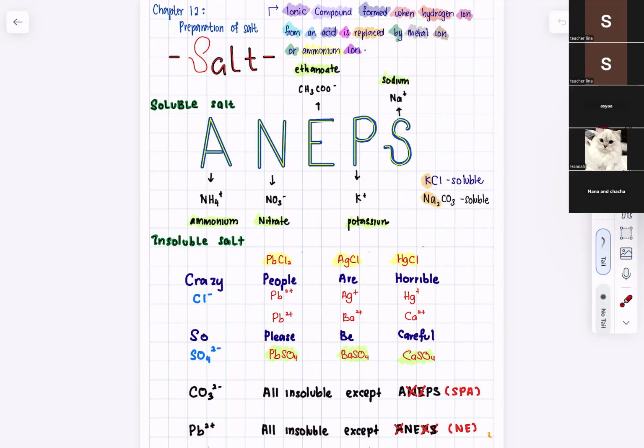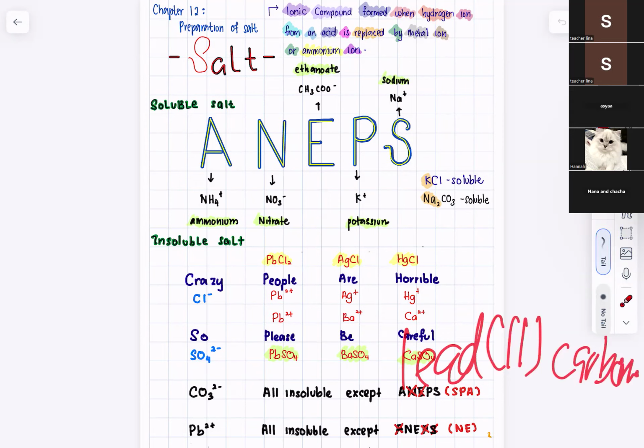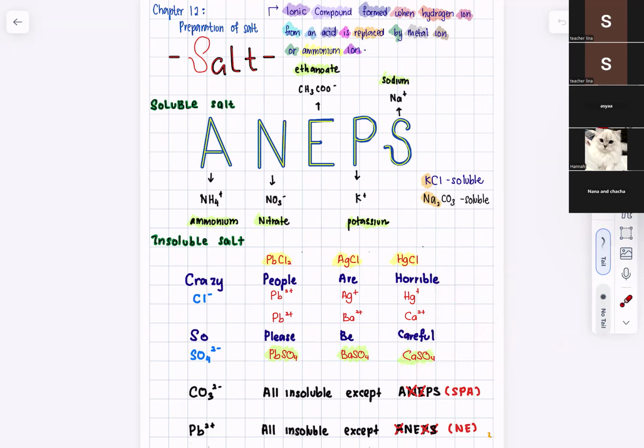Can you repeat that? Lead II carbonate. Soluble or insoluble? Insoluble. Okay. Silver sulfate. Soluble or insoluble? Soluble.